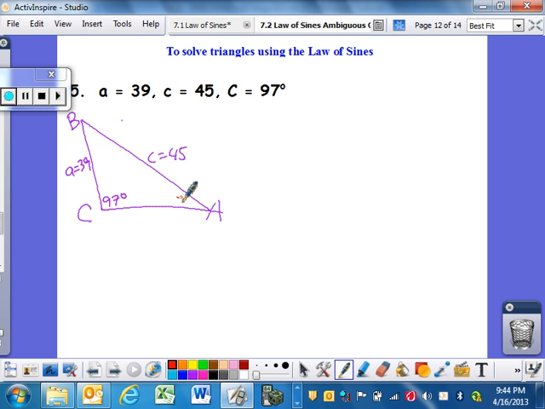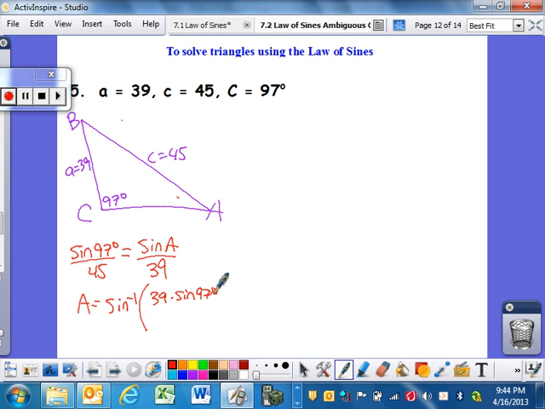So I'm going to find angle A first. I'm going to say that sine of 97 degrees over 45 equals sine A over 39. And to solve for A, A equals the sine inverse of 39 times sine 97 all over 45. And if I take the sine inverse of that number, A is going to end up equaling 59.3 degrees.